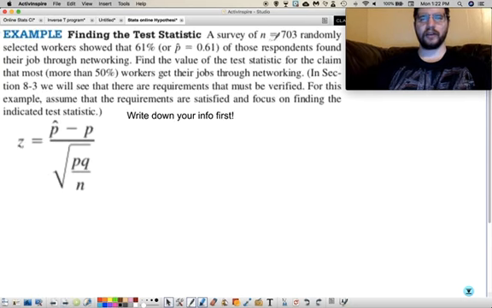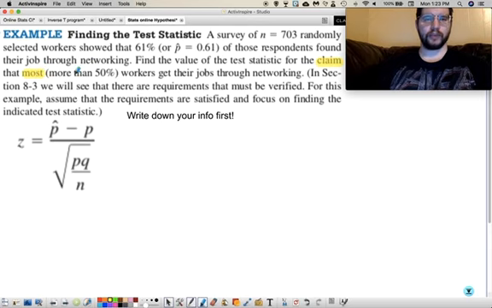Okay, a survey of 703 randomly selected workers showed that 61% of those respondents found their job through networking. Find the value of the test statistic for the claim that most, which is more than 50%, workers get their job through networking. Okay, so right now, we're looking for the test statistic. First thing you're going to do is write down your info. And I'm going to go ahead and highlight my claim, even though we don't need it for this one.